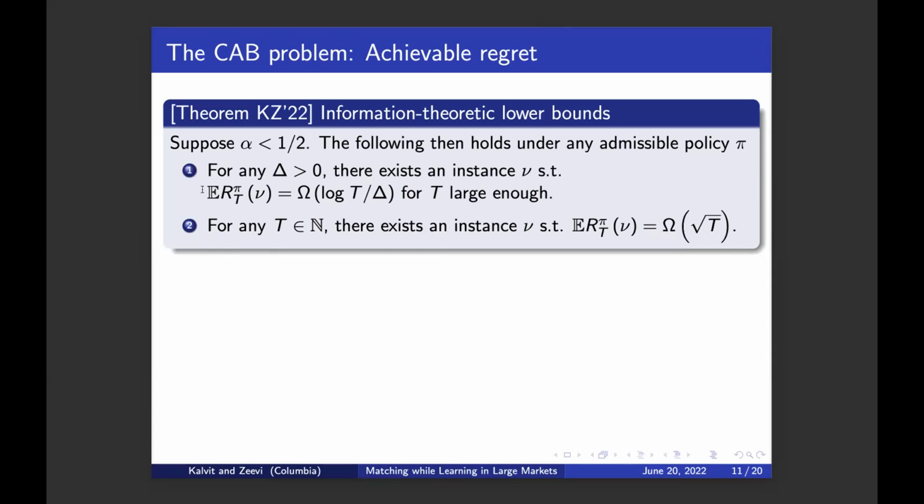It says that the regret grows logarithmically in the horizon for well-separated instances. However, there will exist some instance at which it's somewhat unavoidable to incur a regret that grows at least as fast as square root T. Classical information theoretic lower bounds.